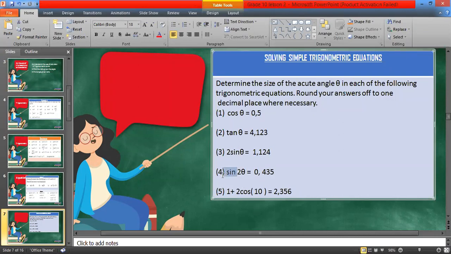You must first find your sine inverse. So move your sine this way, you find your sine inverse, and then after you get your sine inverse in degrees, you divide by 2, to give you your theta value.